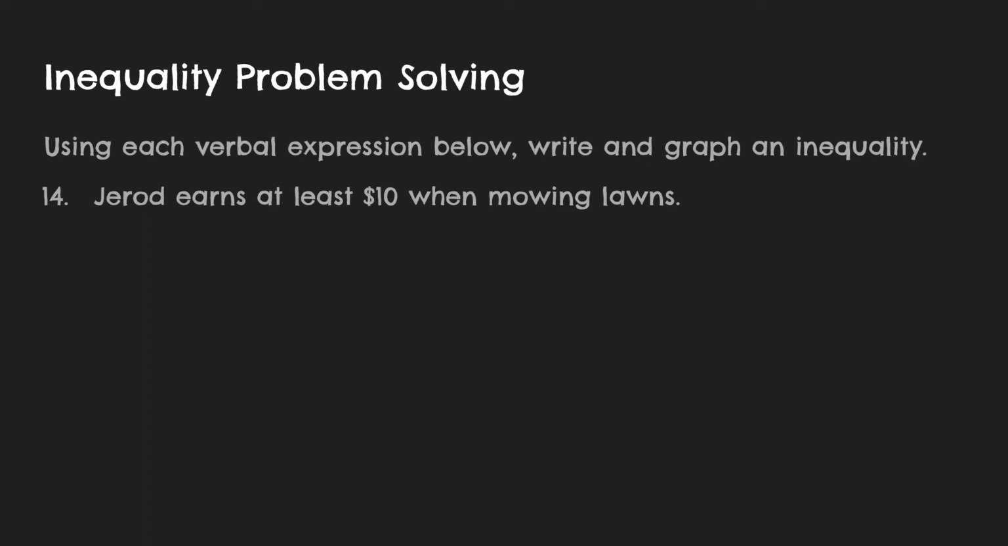Jared earns at least $10 when mowing lawns. Okay, so let's say Jared earns at least $10. So he's going to be greater than $10, but could he make $10? And you say at least 10? I think so. So it could be equal to 10. So he can do at least 10, but he could do 100. He could do 150. He could do 1,000. But it has to be greater than 10, but it could also be equal to, because it says at least 10.